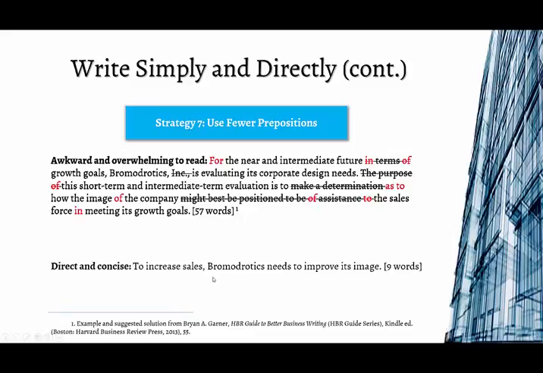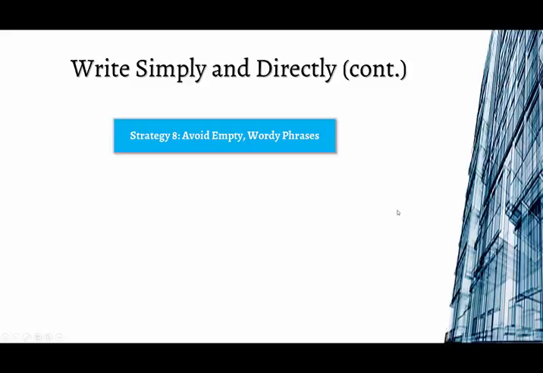So to increase sales, Promodrotics needs to improve its image. This is concise, it's direct, it's to the point. The solution actually removes all of the prepositions. So we're down to 9 words, and we also remove 9 prepositions. Much easier to read. You'll be surprised how often the prepositions lead to unnecessary wordiness, and you can use more verbs instead.